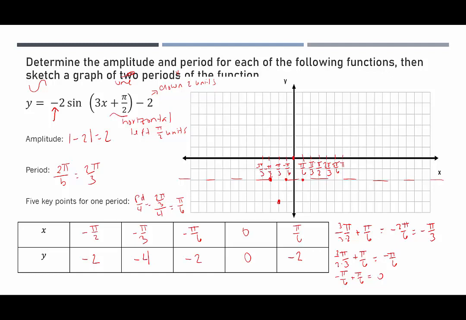This one I can graph a second period, especially since I squashed everything in there. Normally I would spread these out, and I probably should have, but I didn't, so oh well. So the second period would start here at pi over 6, negative 2. It's going to follow the same pattern. Go down 2, back to the middle, up 2, back to the middle, ending at 5 pi over 6. So this one would look like this. And that's how we graph transformations of sine and cosine graphs.